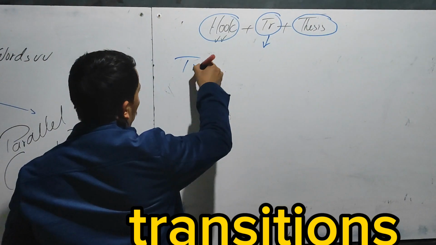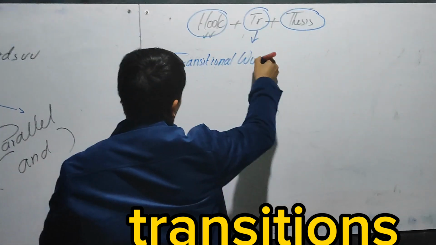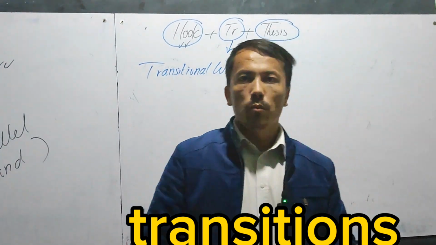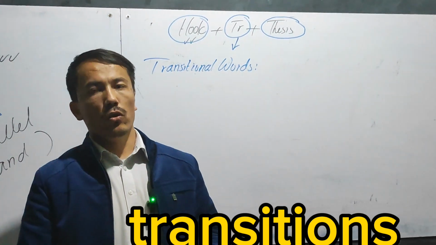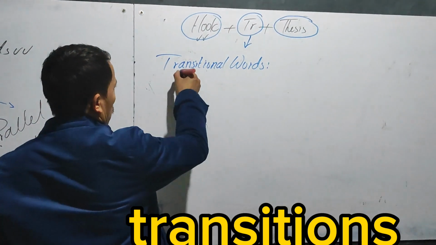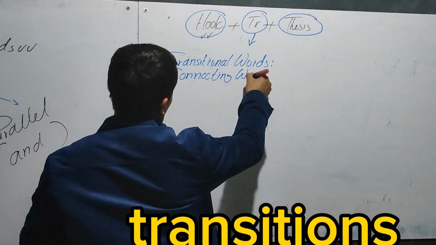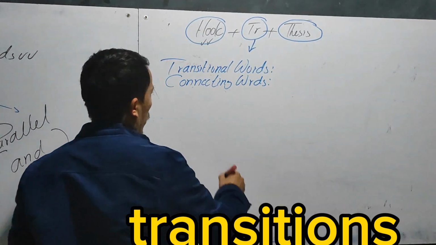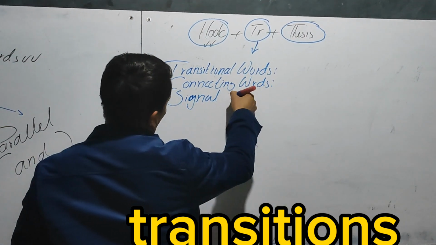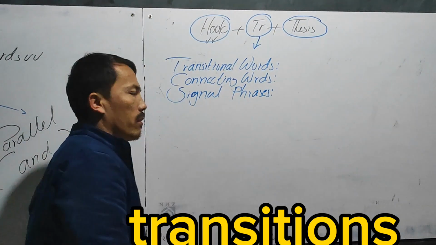If we define transitional words, they have 2 or 3 names, guys. You might not know other names. Do you know other names? Instead of transitional words, what can we say? We can say connecting words. And we can say signal words or phrases. Signal phrases. If you hear these 3, they can be similar together.